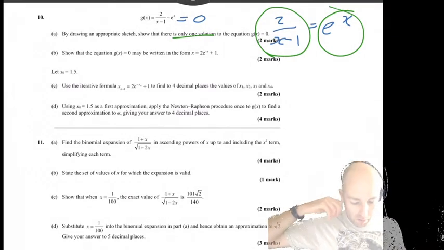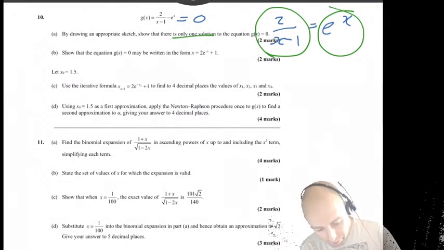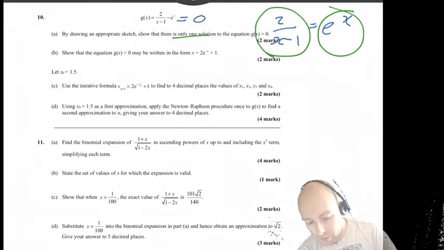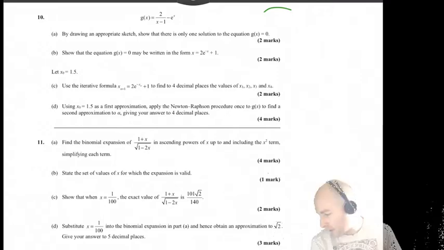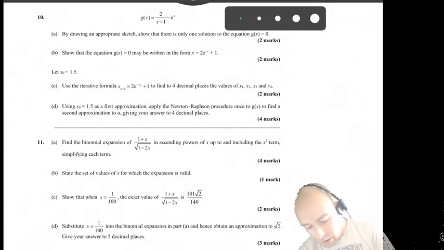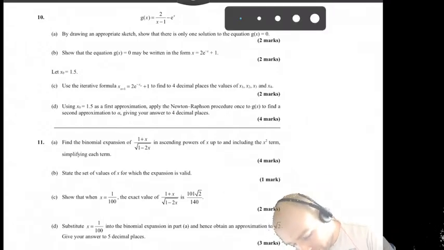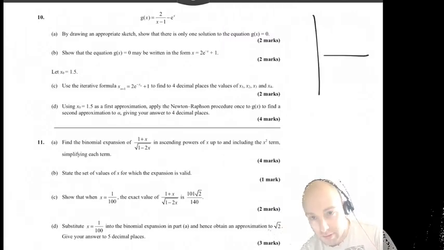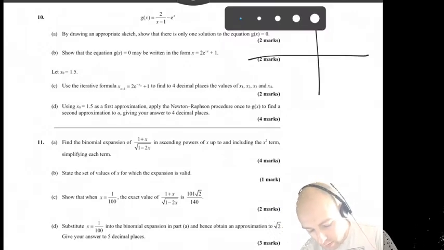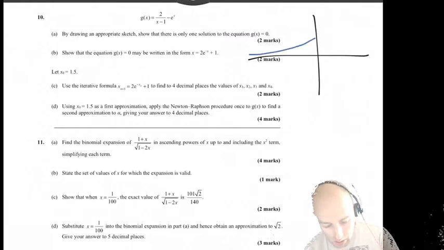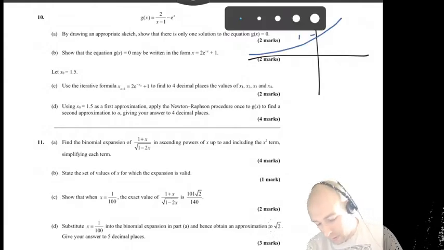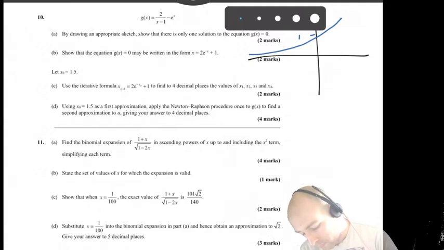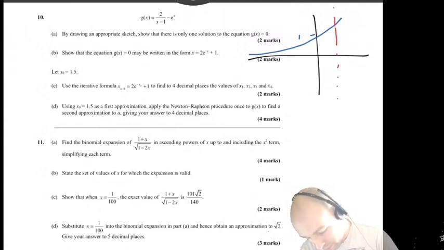Cool. All right. Hopefully you guys found that okay. So the first one here is by drawing a sketch, show that there is only one solution. So if we sketch this, we've got an e to the x graph. So let's just draw e to the x. And we'll draw 2 over x minus 1. So 2 over x minus 1 has an asymptote at 1 and 0. So we'll omit them there.